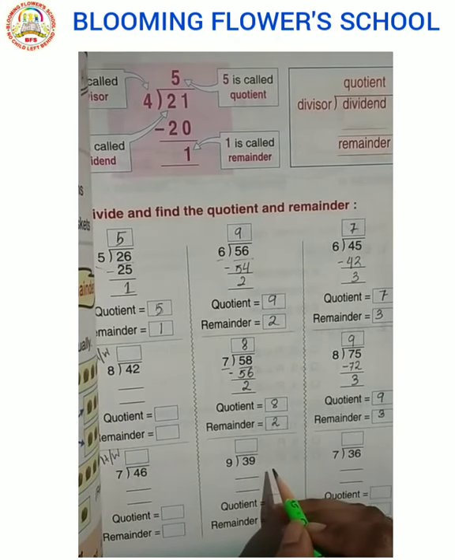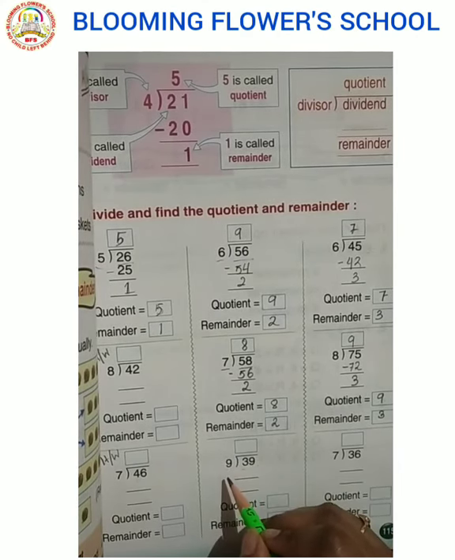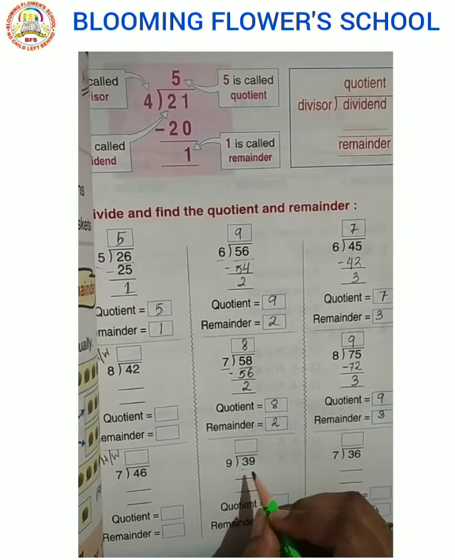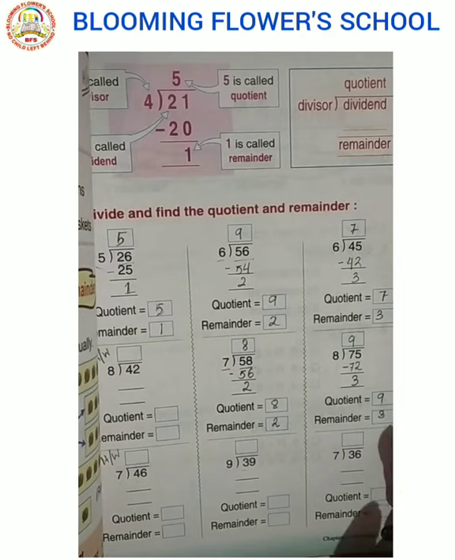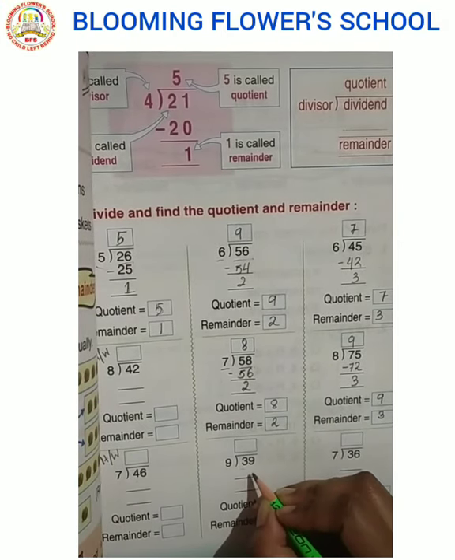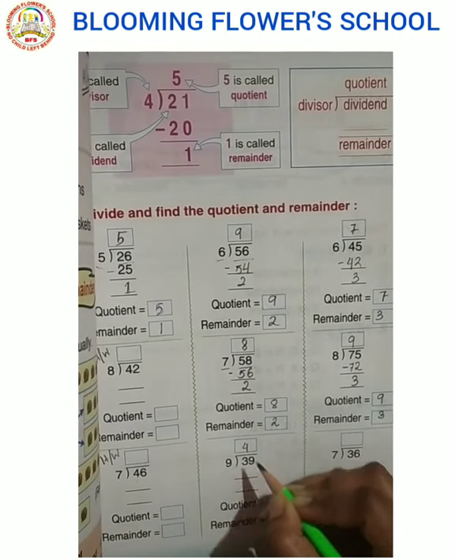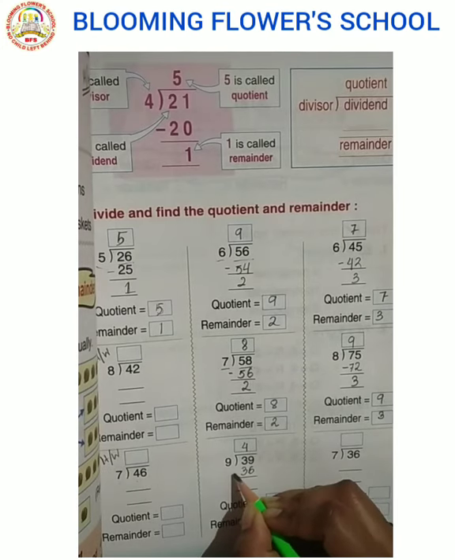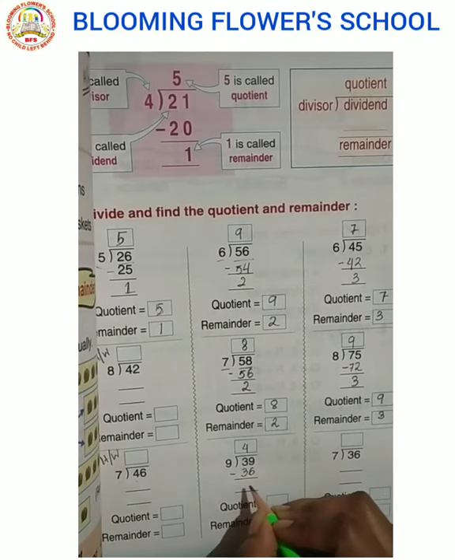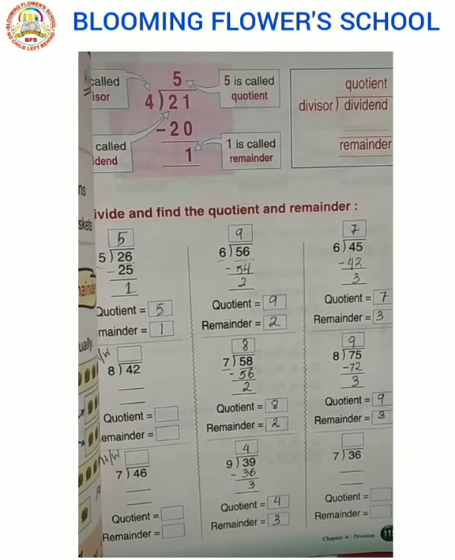Now next one, 9's table. So 39 is a dividend, that we need to divide by 9. 9 is what? 9 is a divisor. So go for the 9's table. 9 ones are 9, 9 twos are 18, 9 threes are 27, 9 fours are 36, 9 fives are 45. Now 45 is more than 39, which means we need to take 9 fours are 36. So here I write 4 and here I write 36. So from 39, 36 is subtracted. Answer is 3. So what is the quotient? Quotient is 4. What is the remainder? Remainder is 3. Understand, children?